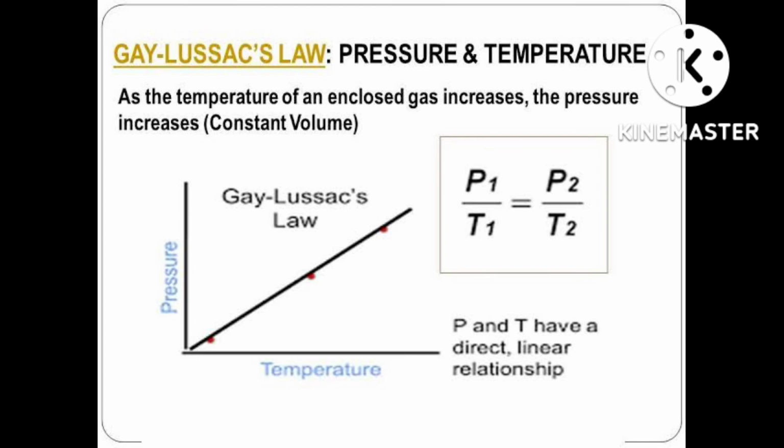Then P upon T is equal to K, that is equal to constant. This is the Gay-Lussac's law, P upon T is equal to constant. This relationship can be derived from Boyle's law and Charles' law.